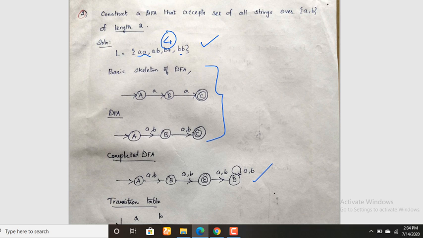So first, the basic skeleton model with the first string. On receiving one A, it goes to an intermediate state. On receiving another A, it goes to the final state. Then AB. For AB, I extend with another path: on receiving A, it goes to the B state, and I just add comma B. So A, B. Then BA means BA, and BB means BB. All these strings are accepted by your DFA.